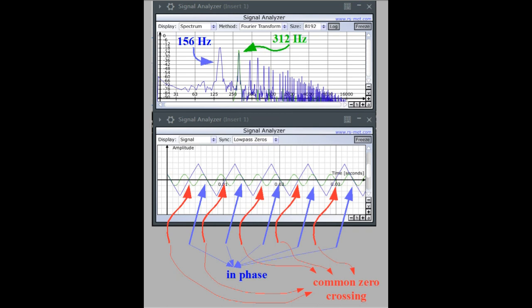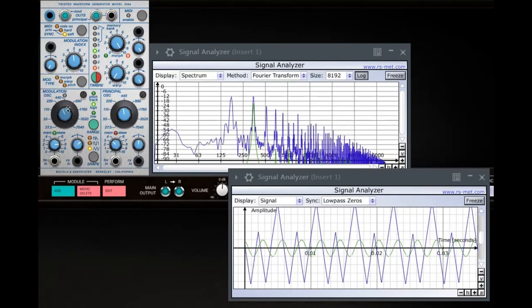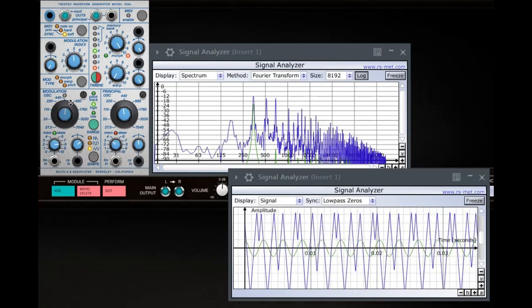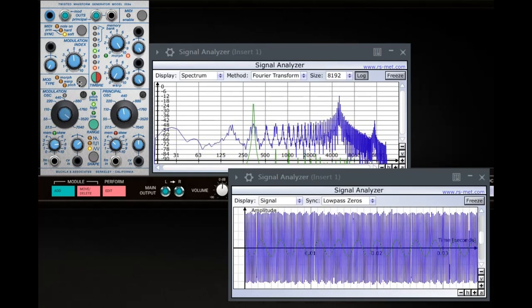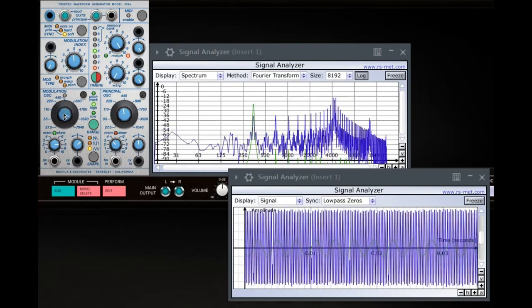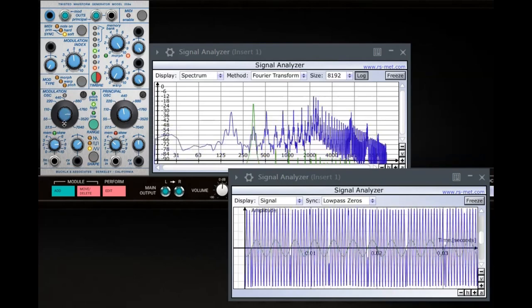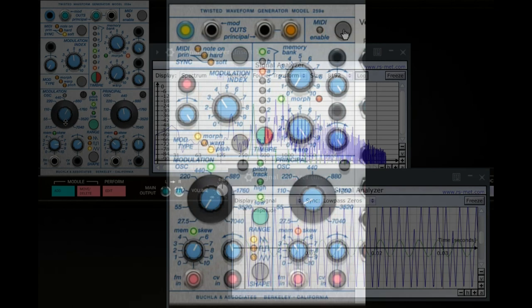Kind of triangle wave. I change the modulation oscillator's frequency, and we see that there is always a partial, sometimes with a low amplitude, at the exact frequency of the principal oscillator, but it is not the fundamental. There is always at least one lower frequency.